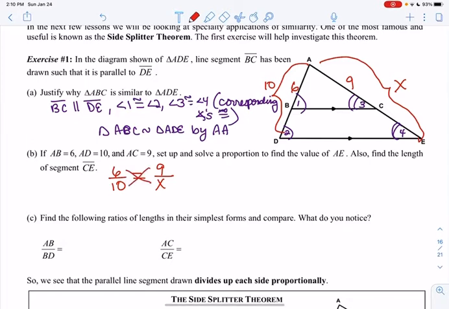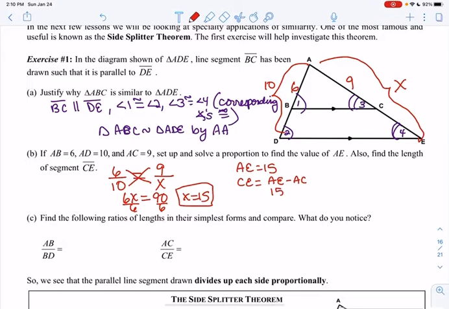I cross multiply. 6 times x is 6x. 9 times 10 is 90. And I divide by 6, and x equals 15. So that is AE. AE equals 15. And they also wanted me to find the length of CE. Well, CE is just going to be AE minus AC. So that whole segment is 15, I just figured that out, and I subtract 9, then CE is 6.